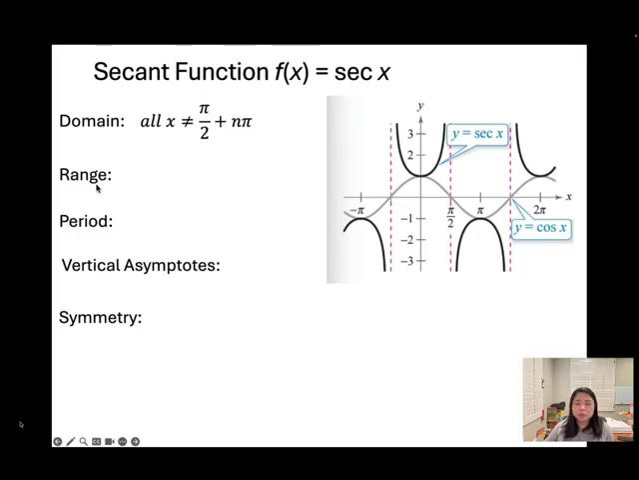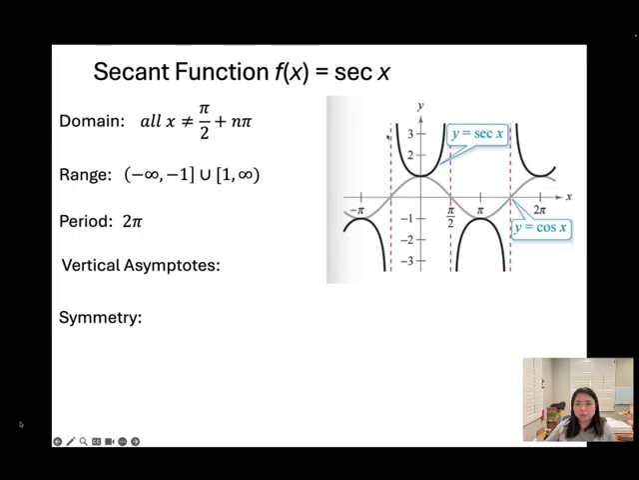Okay, range, that will be all the possible values for the y. So you can see the secant x is only above 1 or below negative 1. So we're gonna say starting from negative infinity until negative 1, or starting from 1 to positive infinity. So that will be the range. Okay, period. Period is talking about this part here. That's one period, right? So it's gonna be the same thing, 2 pi.